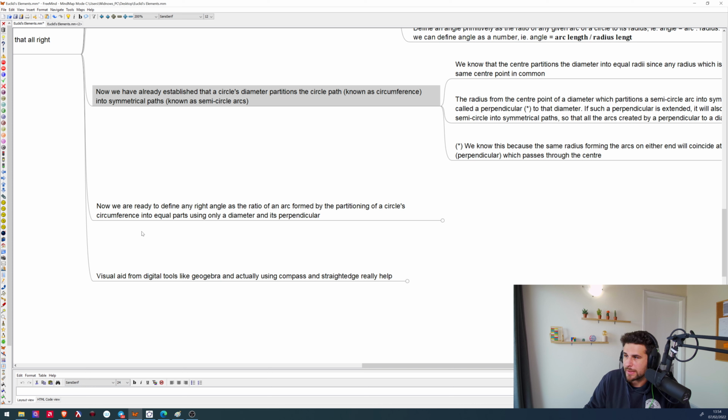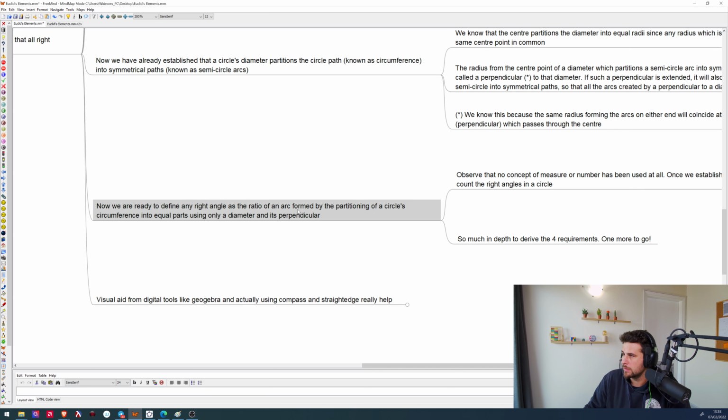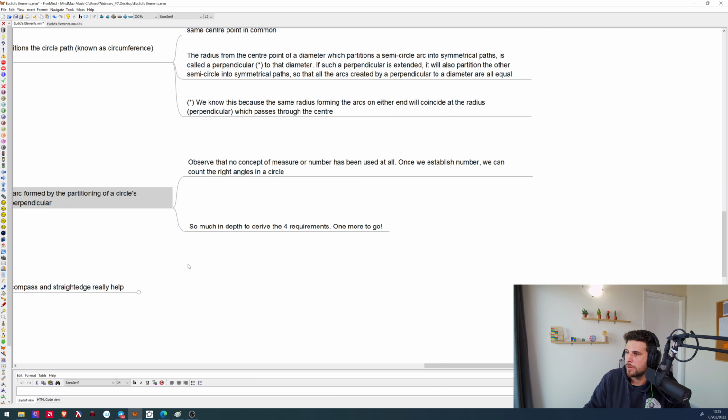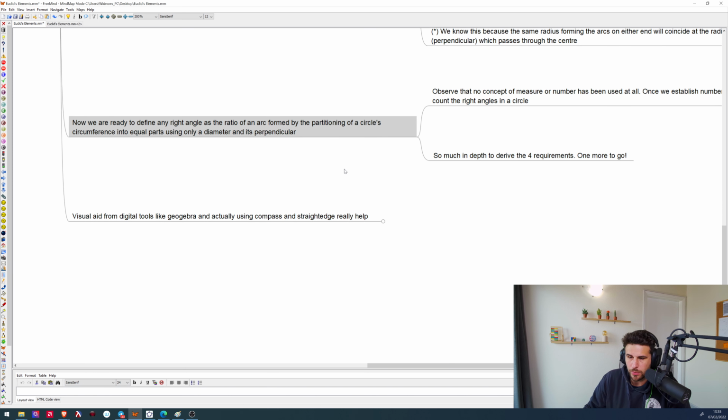So now we're ready to define any right angle as the ratio of an arc formed by partitioning a circle circumference into equal parts using only a diameter and its perpendicular. And observe that no concept of measure or number has been used at all. Once we establish number, we can count the right angles in a circle. So much in depth to derive the 4 requirements, and we only have one more to go.